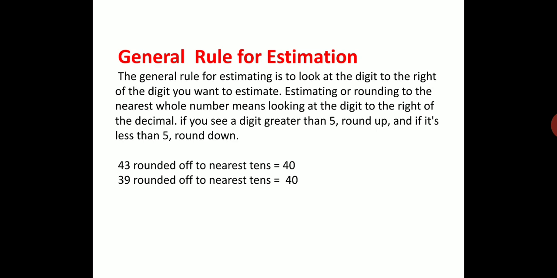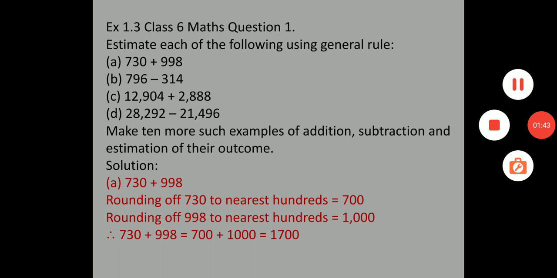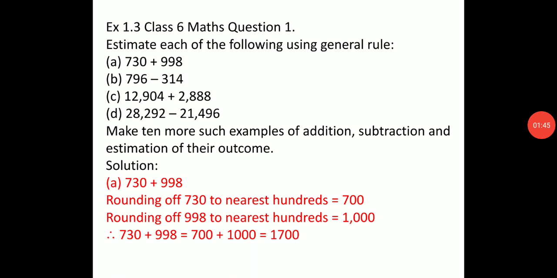Now second slide, you just see now, it is exercise 1.3 question number 1. Estimate each of the following using general rule. 730, first part, 730 plus 998. Now here in this question it is not mentioned rounded off in 100 or tens. So whenever it is not mentioned, we will always round it off to the 2 digit. If it is given 3 digit number, then we round off to 2 digit, which means here 3 digits are given, we will round off to 100 place. Like this we are going to round off.